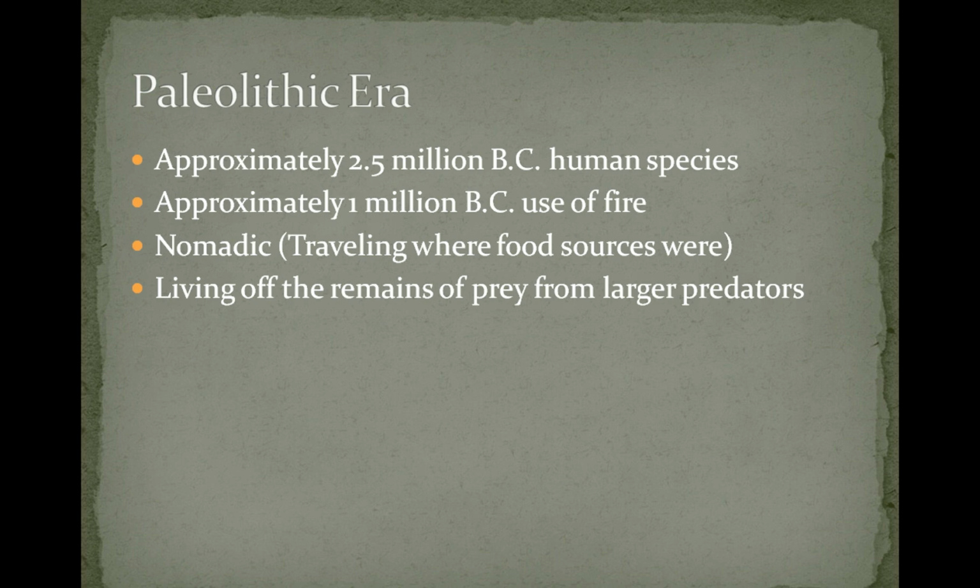Now, if you guys saw, the last slide said it was 3 million. The main reason is because we can't find definitive proof on exactly when human beings started. So the only thing that we have is a 0.5 million year range where we could say that human beings started. Now, the next thing I wanted to talk to you guys about was approximately 1 million BC. That's when human beings learned how to use fire. And that's going to be one of the biggest things that changed human beings.